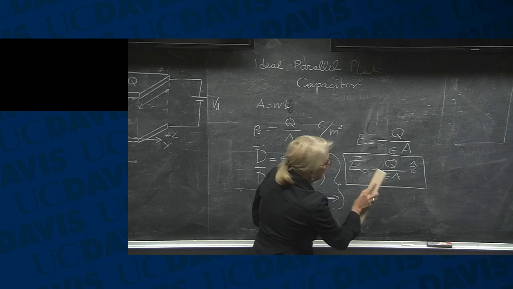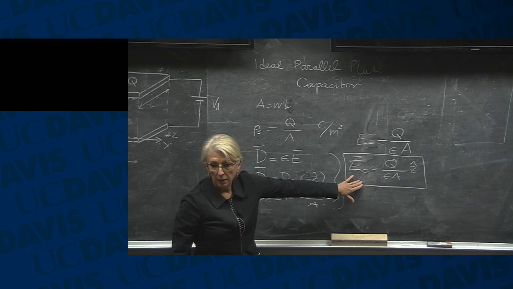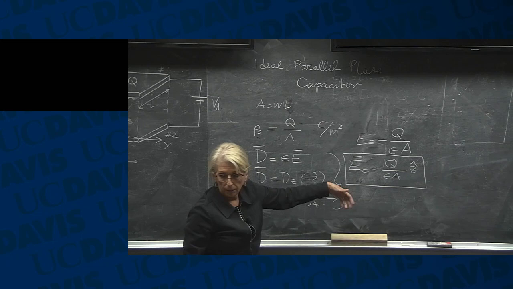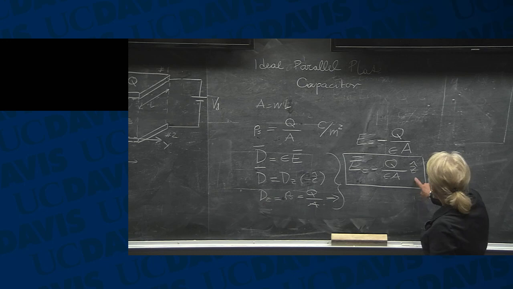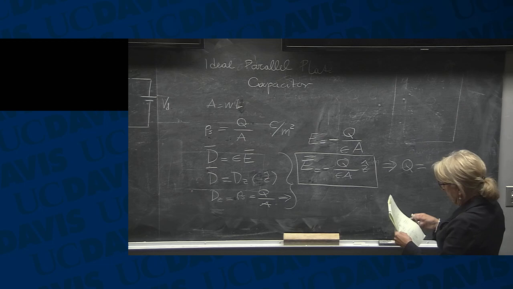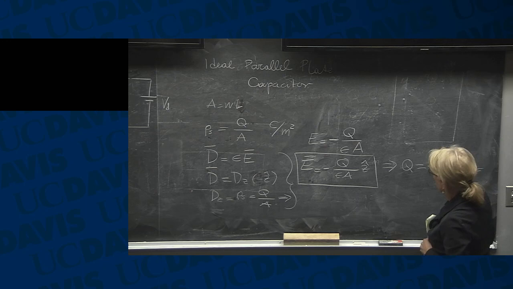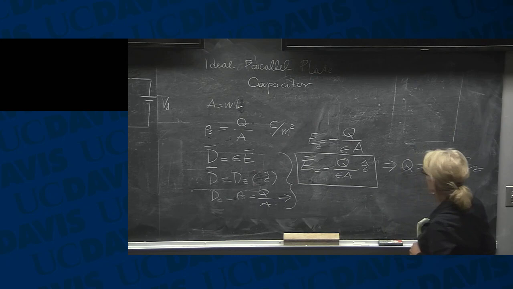Do you have any questions about this? If you don't want me to explain anymore, I will assume that this is fine with you. So E, therefore, is given by this. Or you can say that Q, in this case, is minus epsilon A E sub Z. Here is a vector.